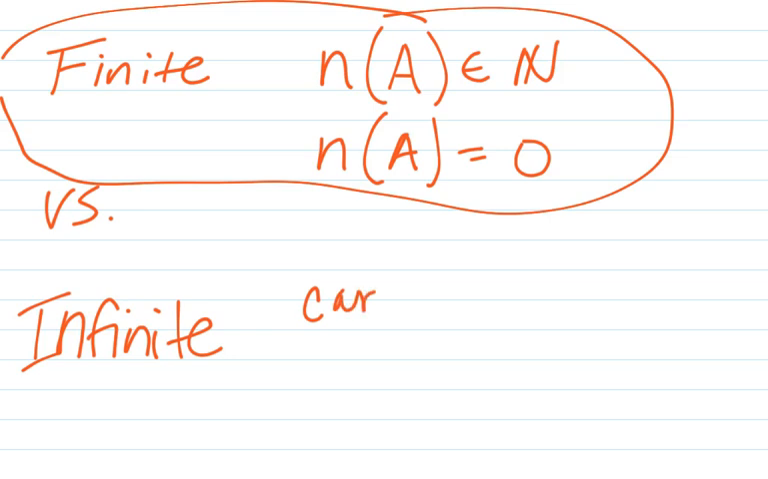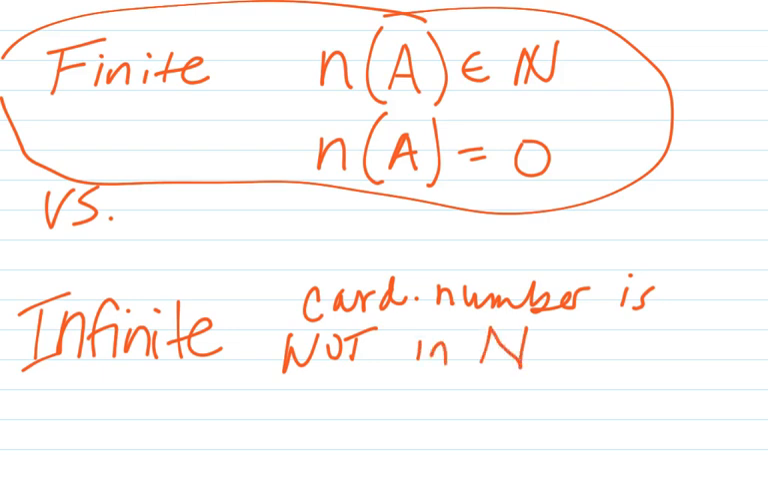So the cardinal number is not in the natural numbers or 0. The natural numbers is an infinite set. It keeps going forever and ever. You cannot give a definitive number value of how many elements are in that set. Okay? The set of the real numbers is also an infinite set. Okay? I could keep going and going and never be able to finish counting how many real numbers there are.